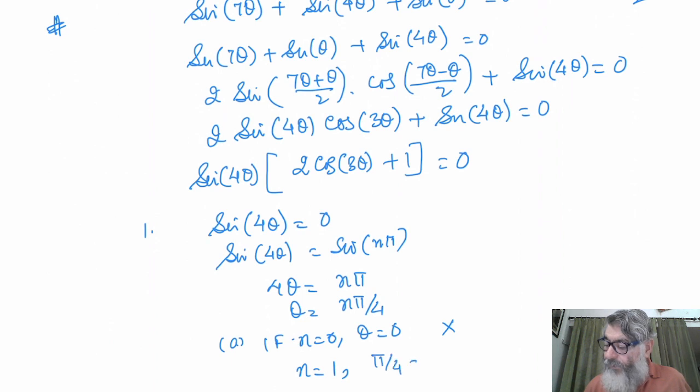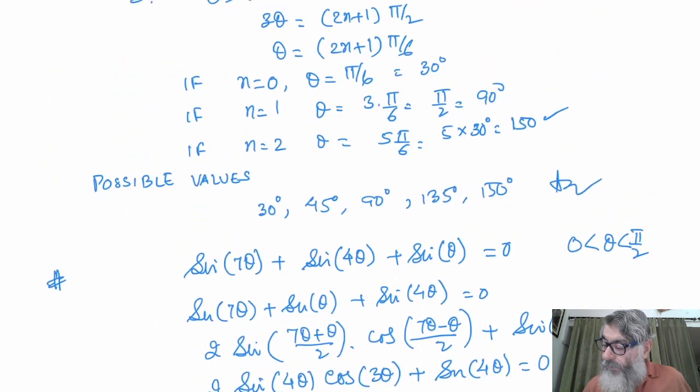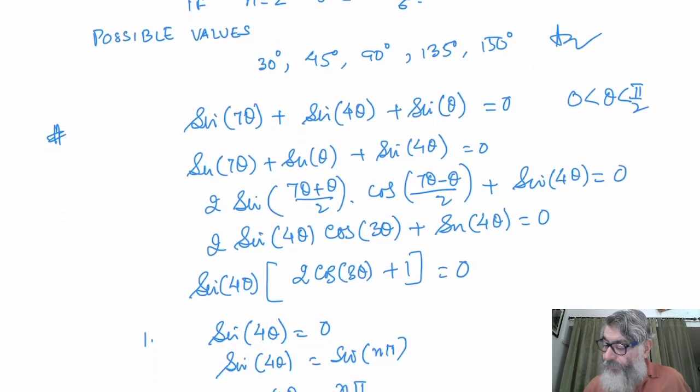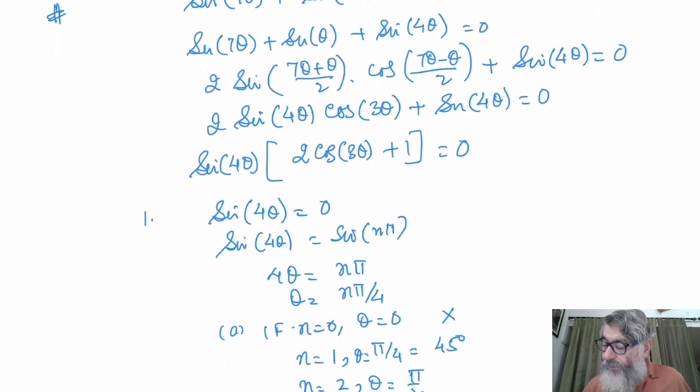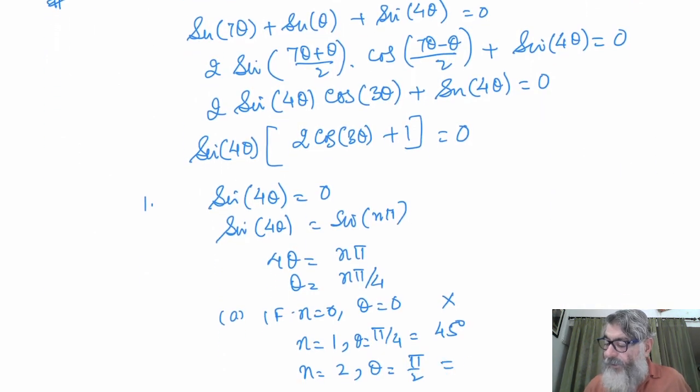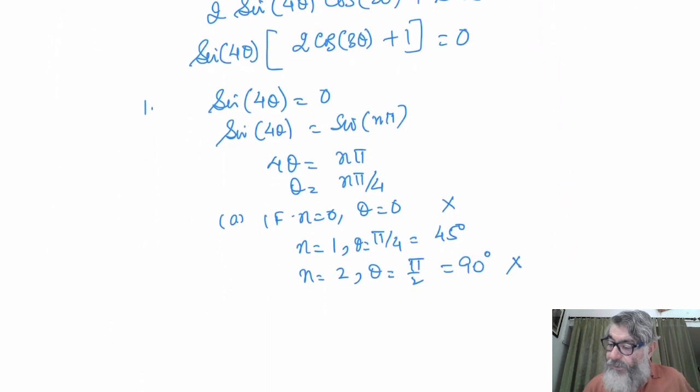45 is acceptable. Theta is equal to pi by 4. If n is 2, then theta will be pi by 2, which is 90, not acceptable because it has to be less than 90. So only 45 degrees is acceptable here. Now let us see the second part.